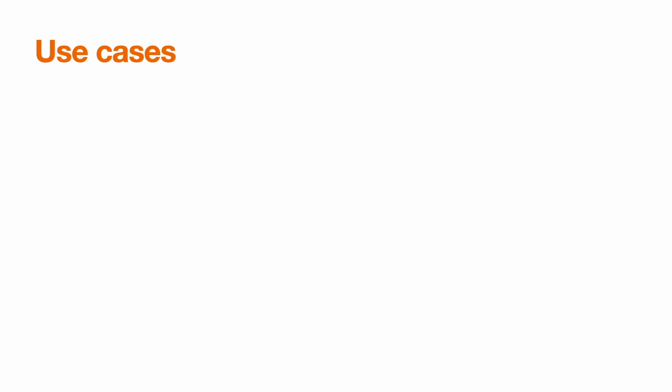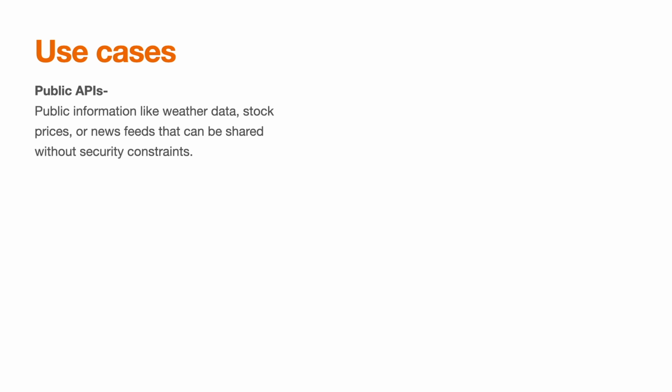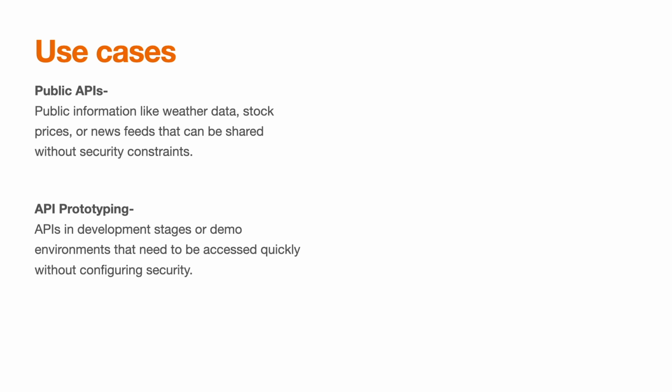So what are the use cases? We'll see some of the common use cases. Obviously there can be many more, but here we will talk about the most common use cases for this tier. Public APIs, that is, public information like weather, stock data, or news feeds that can be shared without security constraints. In that use case we can use this tier. API prototyping, that is, certain APIs that are in development stages or in a demo environment that need to be accessed quickly without configuring security for our external consumer.